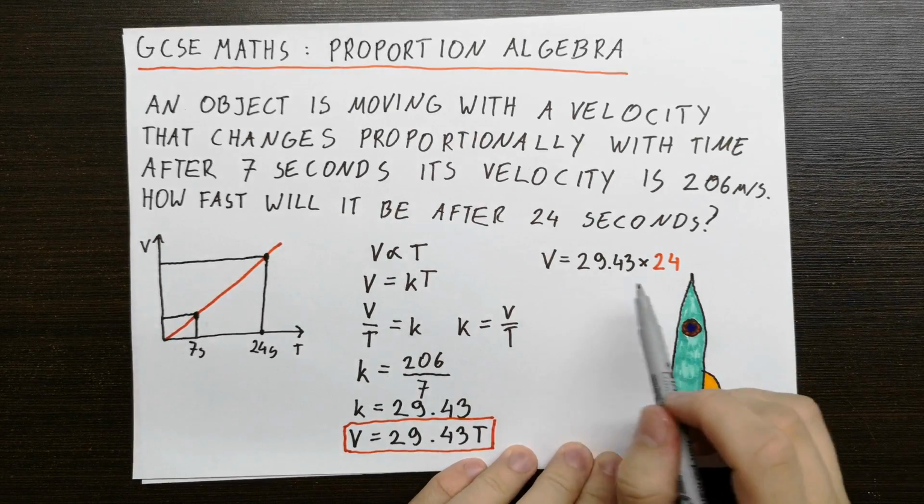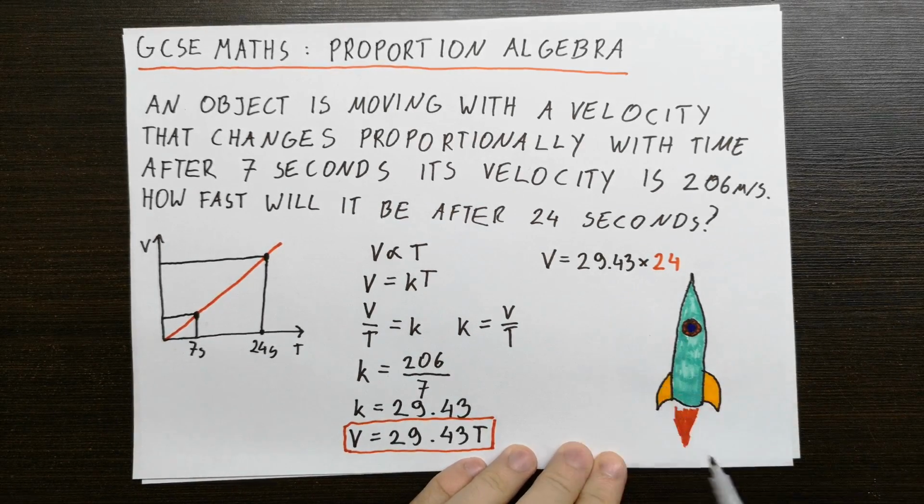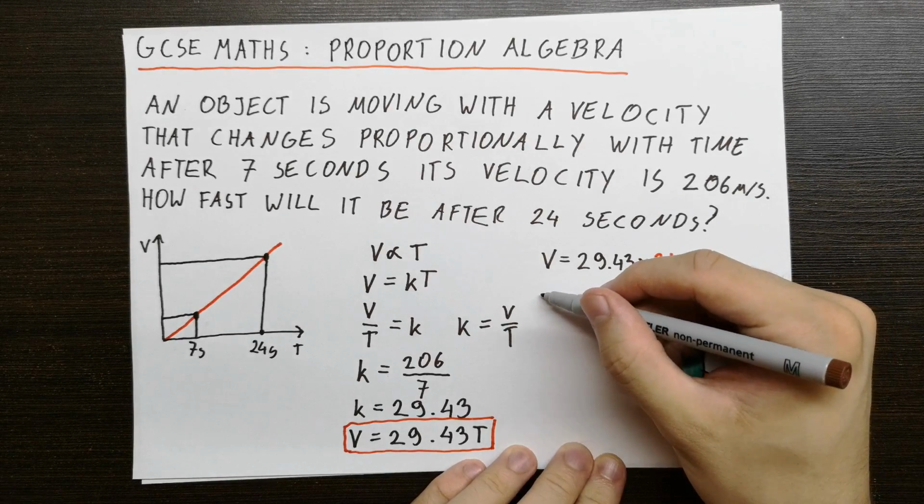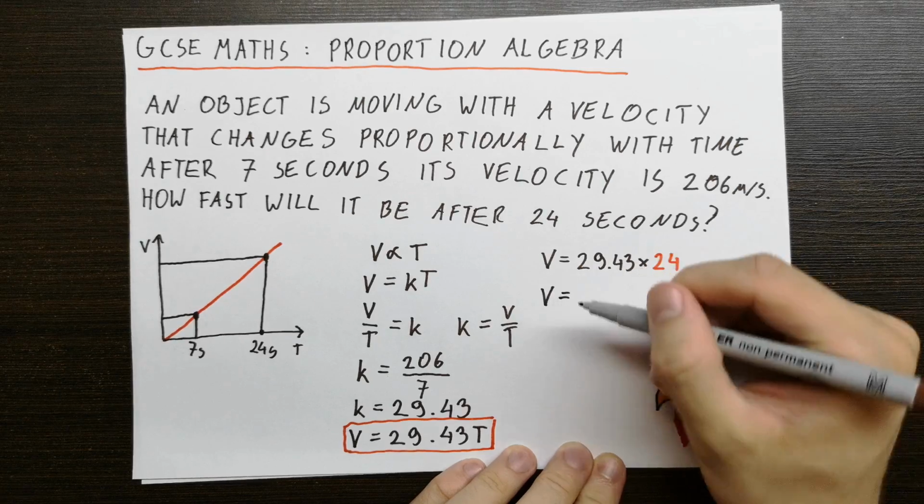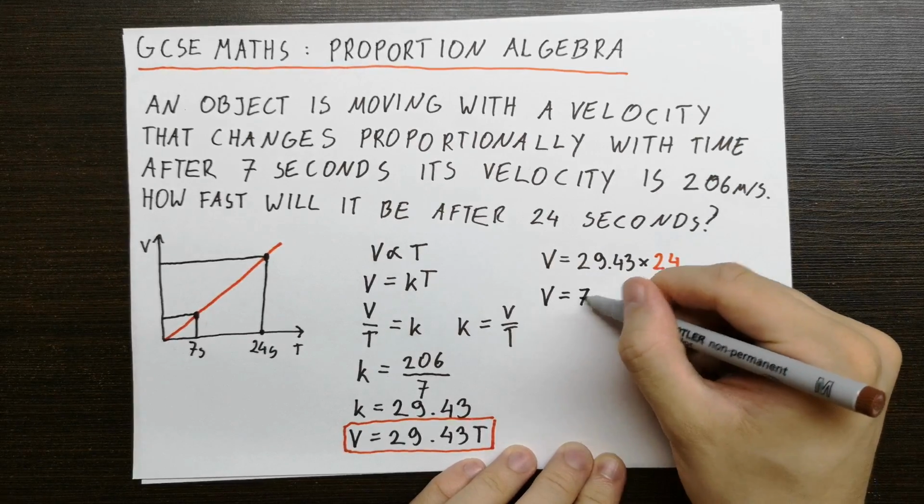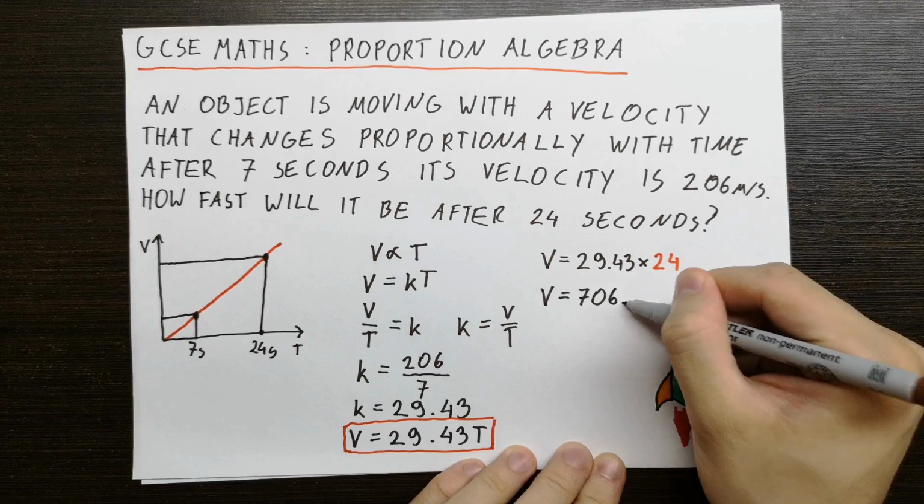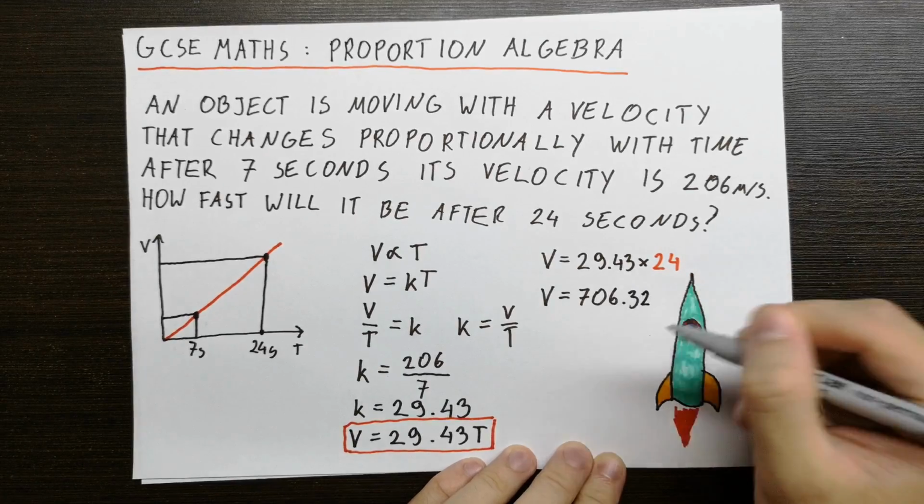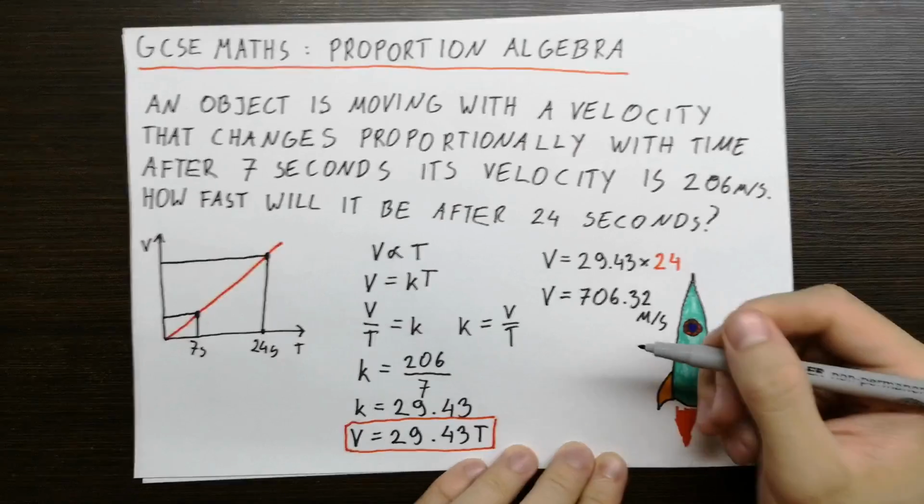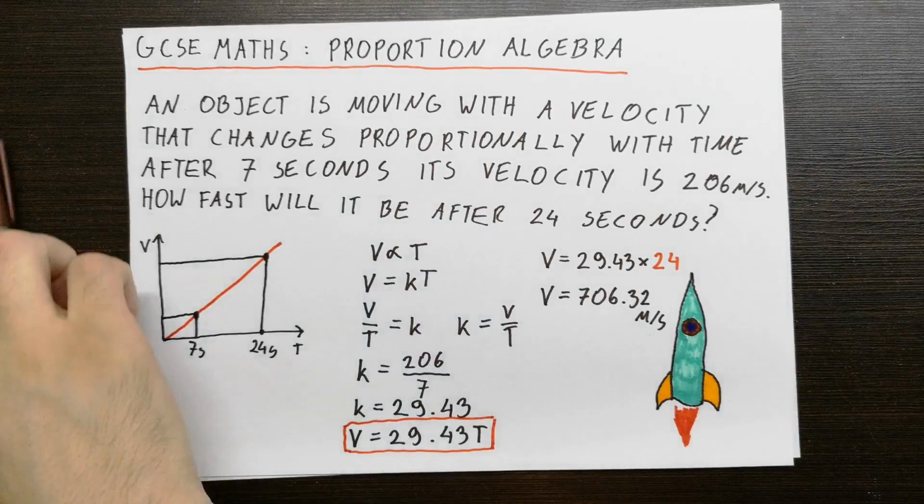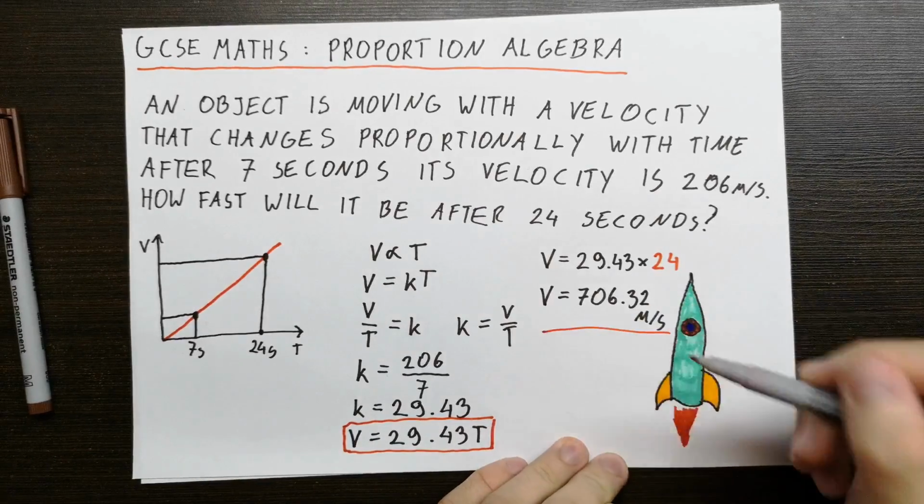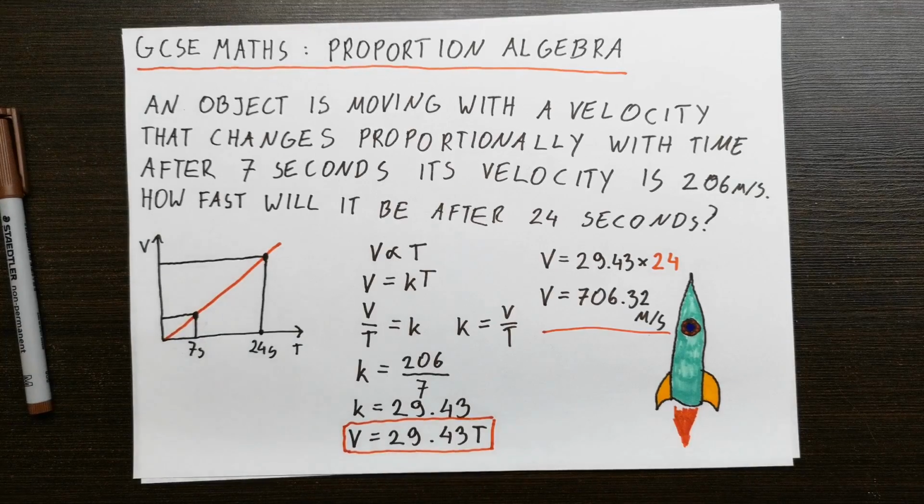So if we multiply these two, if you plug that into a calculator, it's going to give you an answer looking somewhat like this. v is equal to 706.32 meters per second. Now, that's our answer. I'm going to underline this. That's our answer. And so this is how we arrived at it.